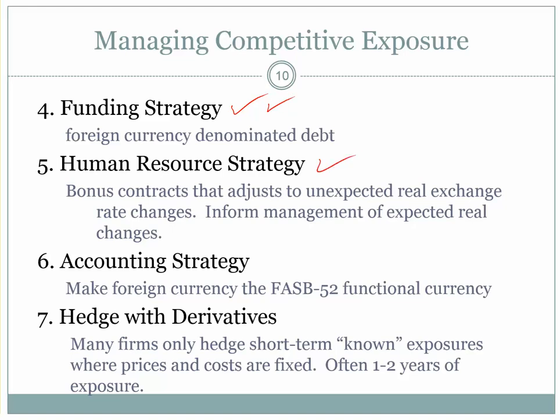HR strategy: you want to make sure you have contracts that measure performance of managers relative to real changes in the exchange rate. In other words, you don't want to fire your widget manager because he's suddenly not competitive, driven by, say, a real change in an exchange rate that was not his or her fault. Accounting strategy: you want to make sure your FASB 52 functional currency is the foreign currency, which will bypass any income statement impacts of FX changes. And lastly, you can hedge with derivatives.